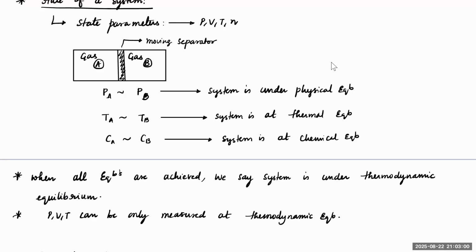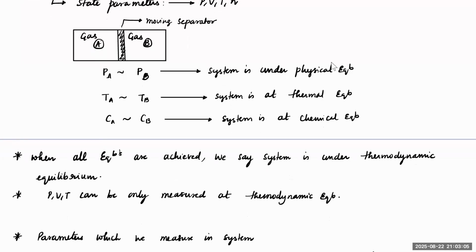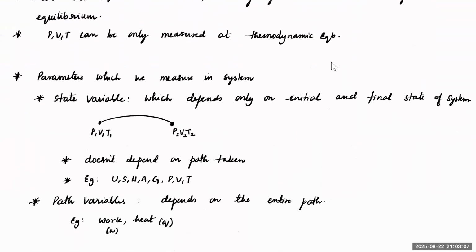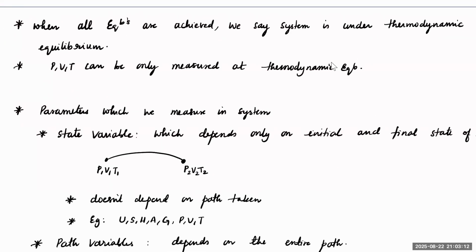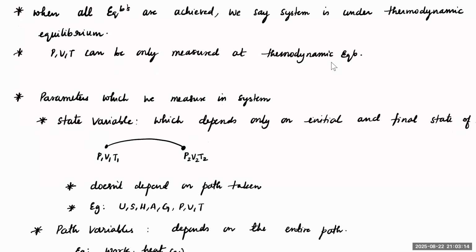So I suppose all of you got this idea. What's happening here, right? Now, pressure, volume, and temperature can be measured only at thermodynamic equilibrium. Now, parameters that we are measuring in this system, right? They are of two types of variables. In fact, pressure, volume, temperature, these are all variables, right? Those are defining the state, but their value might vary and they are dependent on each other.